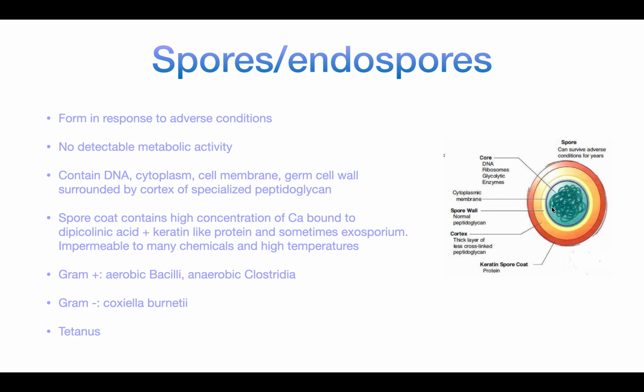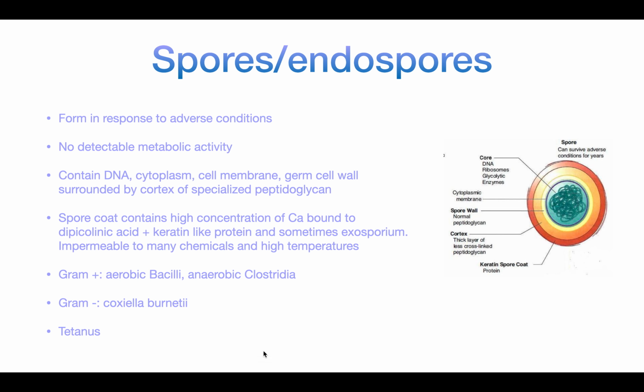So the core contains DNA, then it's inside of the cytoplasmic membrane. Then there's the spore wall, and there's a cortex surrounding the spore wall, separating it from the keratin spore coat. So it is pretty well protected.